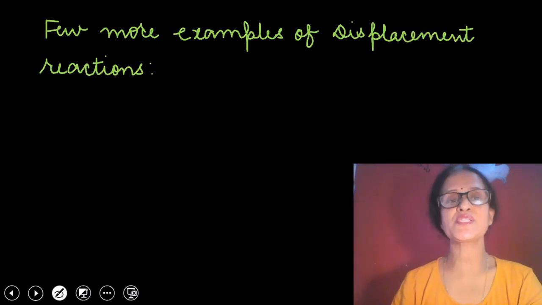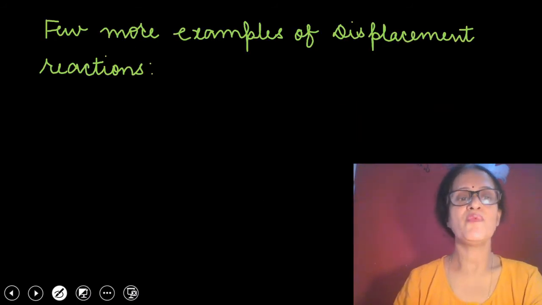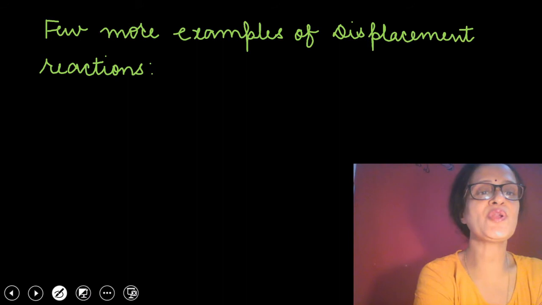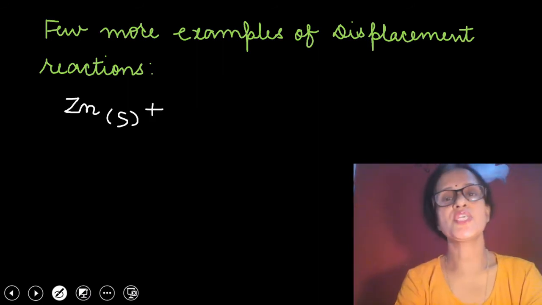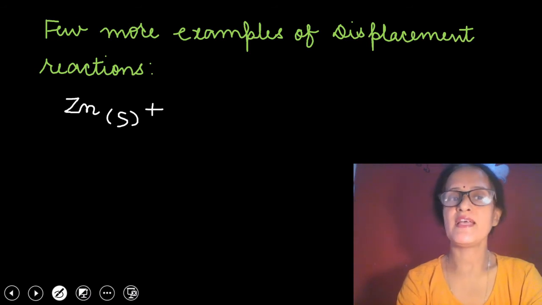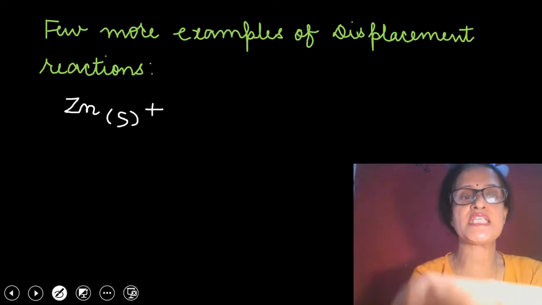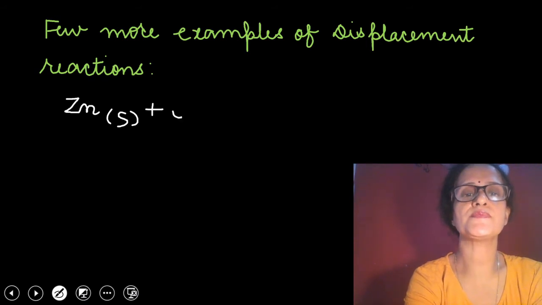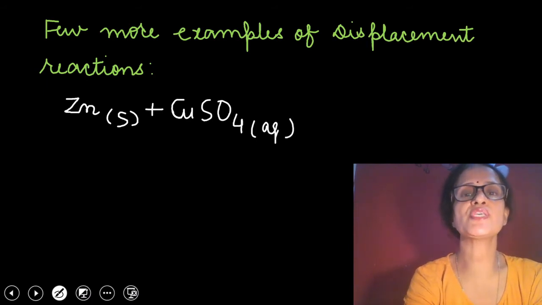So I am going to discuss a few more examples here. First I will take the example of reaction between zinc and copper sulfate. Children, the formula of zinc is Zn. S represents the physical state here. So Zn plus CuSO4 aqueous. CuSO4 is copper sulfate. Its color is blue.